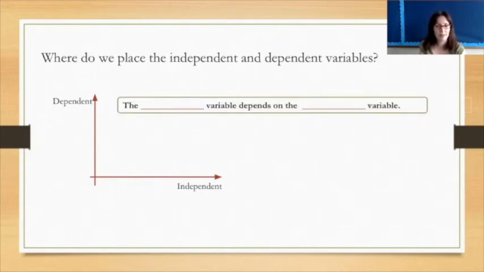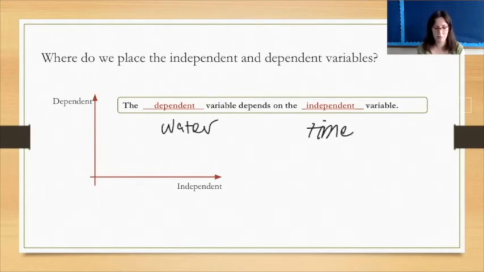So how would you complete this sentence? The what variable depends on the what variable. So we have the dependent variable depends on the independent variable. Perhaps think of water going into a water tank as time is elapsing. How much water goes in will depend on how much time has elapsed. So the independent variable there would be time, and the dependent variable would be water.